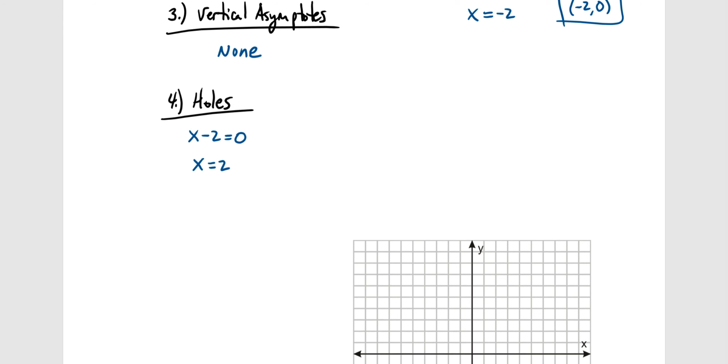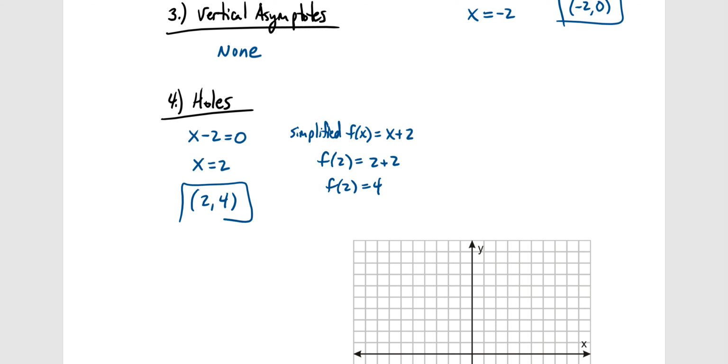To find the y-coordinate where the hole will be, I'm going to plug the x-coordinate of the hole into the simplified function, which ended up simplifying to x plus 2. So I'm going to plug in 2. That gives us 2 plus 2, so f of 2 is 4. That gives us a hole at the coordinate 2 comma 4.